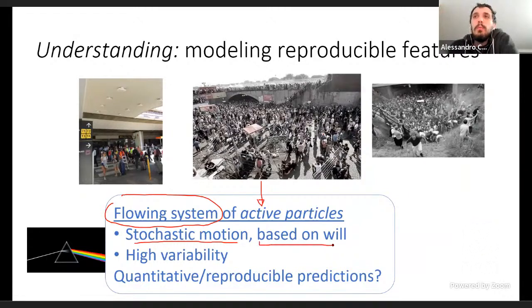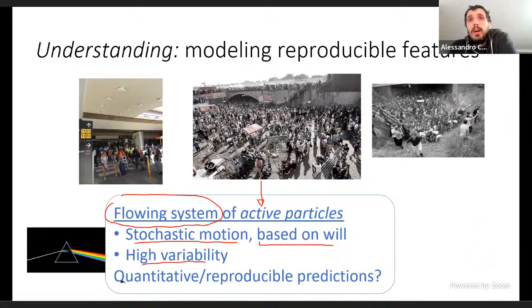So we move because we need to reach our destination. We sidestep because we want to avoid someone. Some people prefer to stay closer to others. Other people would prefer to stay farther away. So we have extreme high variability in the system. And so, again, we are dealing with a physical system of active particles that flow, that is highly stochastic.